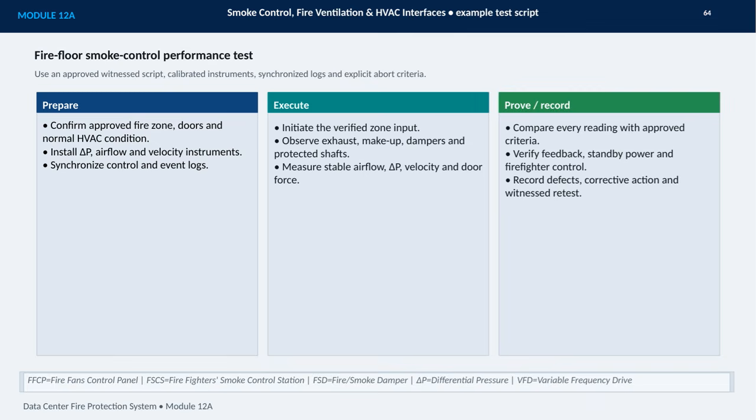During execution, I initiate the verified zone input and observe the complete response. That includes exhaust systems, make-up air, fire and smoke dampers, and the protected shafts. Once conditions stabilize, I measure airflow, differential pressure, velocity, and door force. The goal is not simply to see equipment operate, but to demonstrate that the system performs as designed under the test condition. Finally, I compare every reading with the approved acceptance criteria.